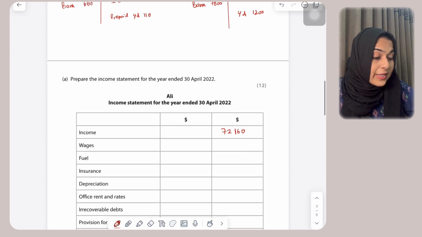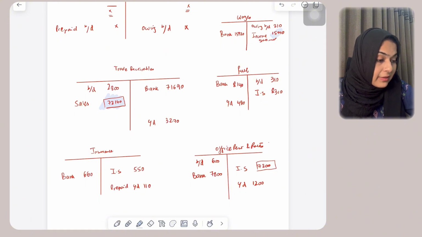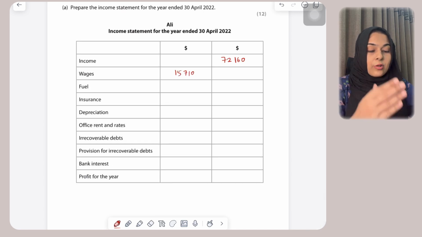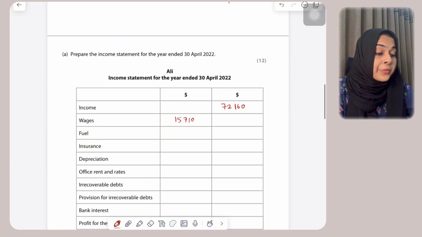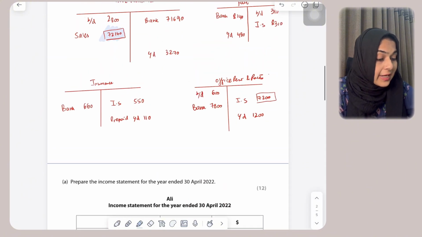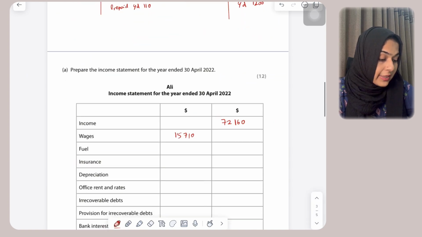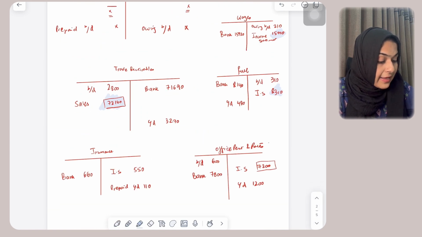So here for wages, I'm going to write the income statement value, which is 15,710. I'm using the first column because all the expenses I'll write in the first column, and then the total I'll write in the second column and then calculate my profit for the year. For fuel, I have made the account, and fuel is 8310. So I'll write 8310 for fuel. For insurance, again, I have made the account. This 550 is for insurance.